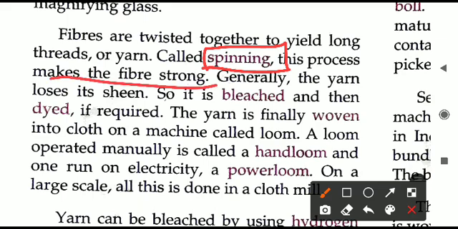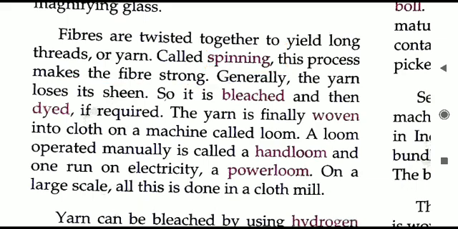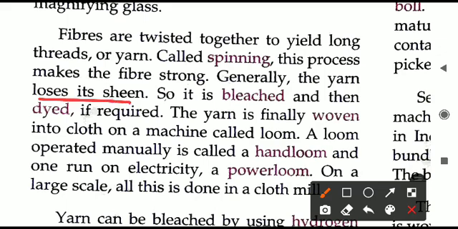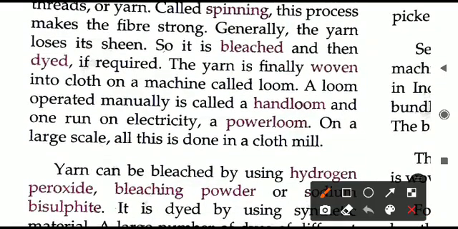We can make the fiber strong in nature, and generally the yarn loses its sheen, and it is then bleached and dyed if it is required. Sheen means the shining nature of the cloth is not there after the spinning. So for that purpose only, so that the cloth will look better, it is bleached and then it is dyed with different colors. It depends what kind of color we need on the cloth. Then the yarn is finally woven into a cloth using the machine called a loom.